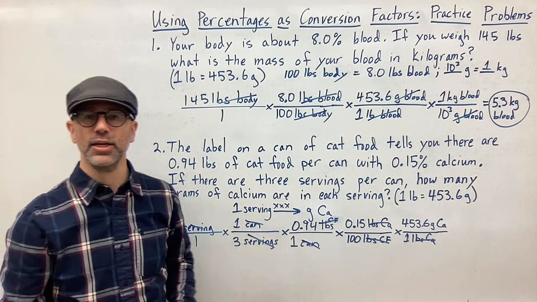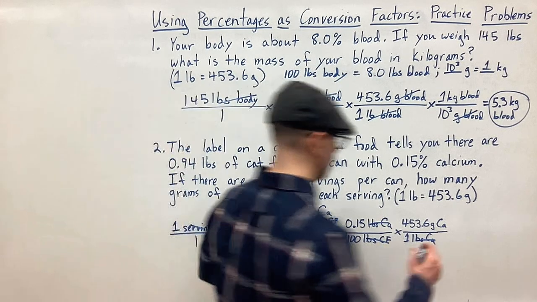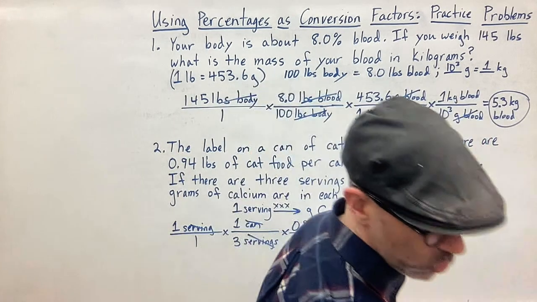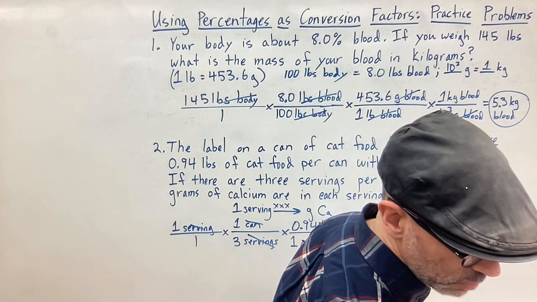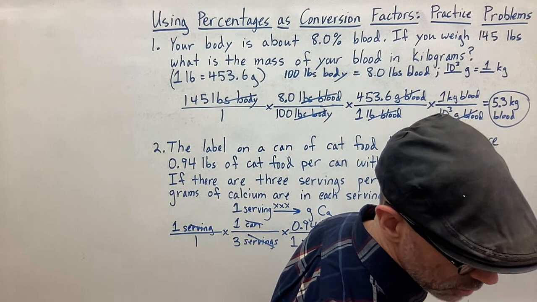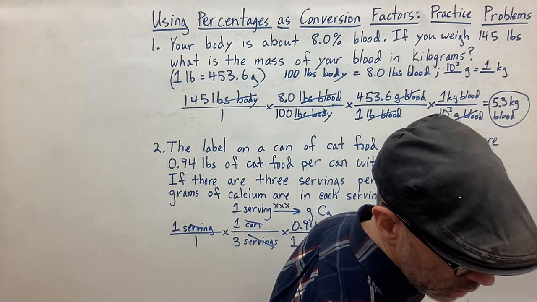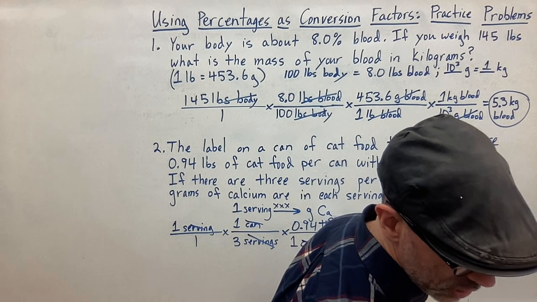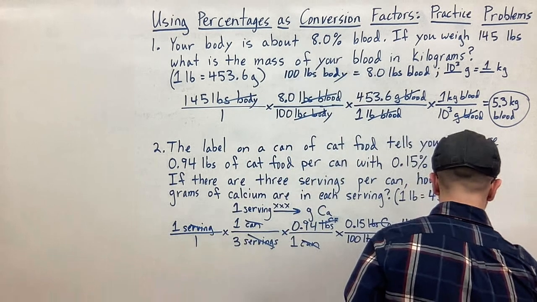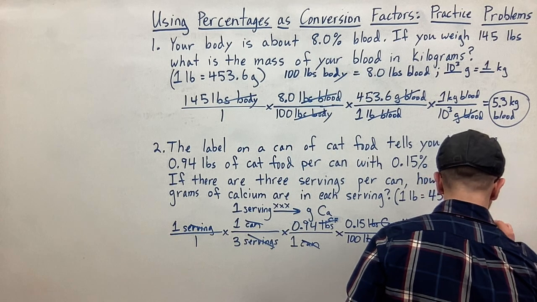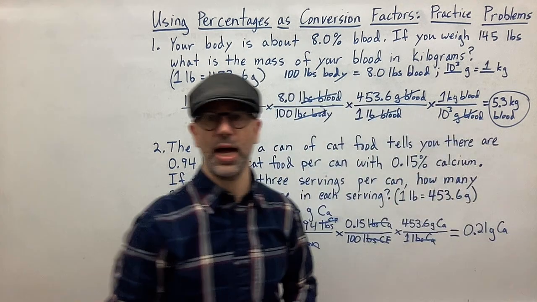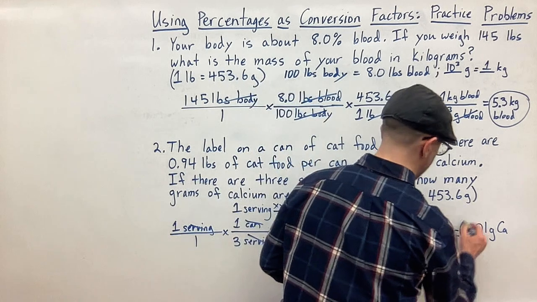So now all I need to do is multiply and divide. And I'll get my answer, which is going to be, give me a moment while I look at my calculation. And the calculation is 0.21 grams. So 0.21 grams of calcium for my answer.